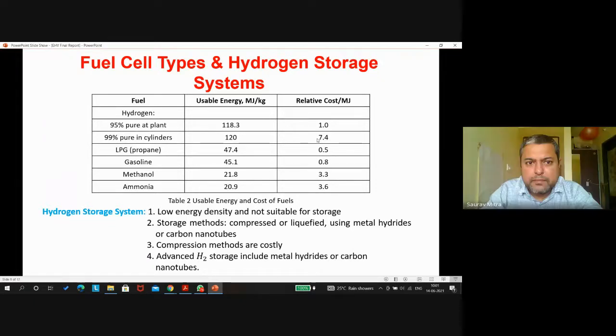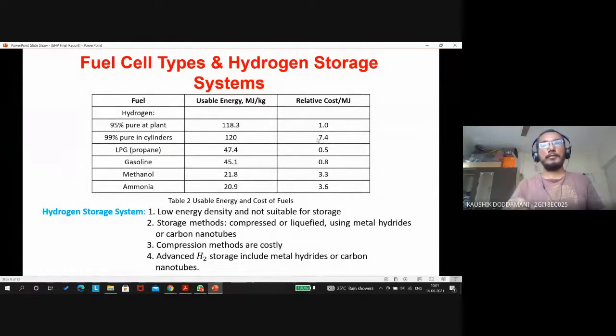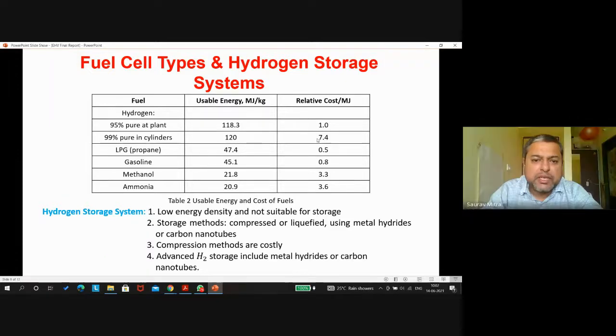What is the unit? Dollar, rupee? They have not given the currency with respect to which they are measuring the relative cost. So maybe you can make it dollar. Then you make it dollar. So relative cost is dollar per megajoule. Understandable? Yes, sir.